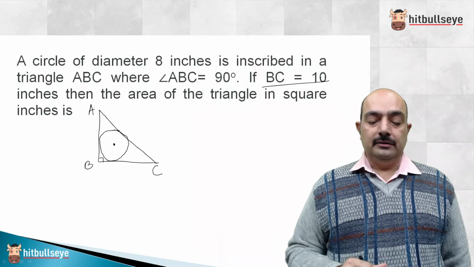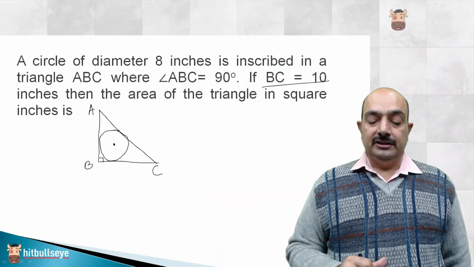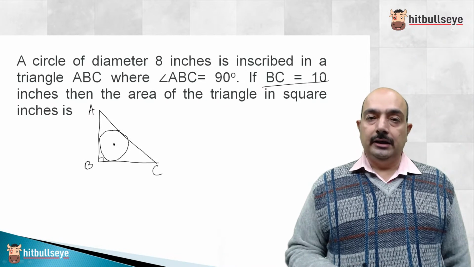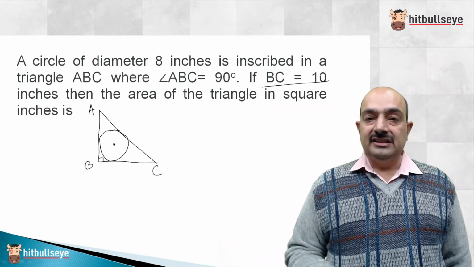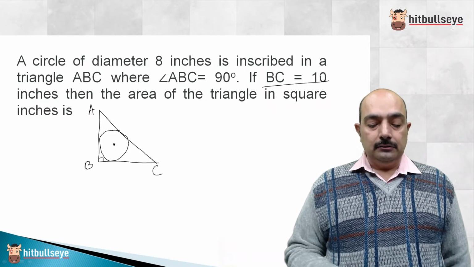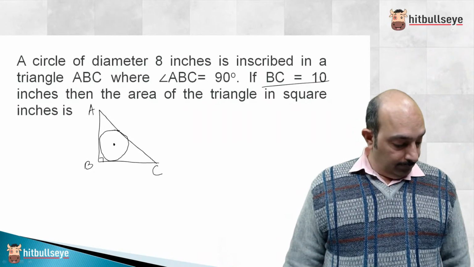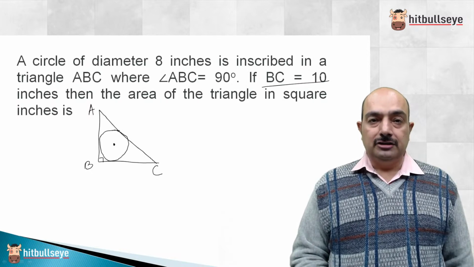A circle of diameter 8 inches is inscribed in a triangle. ABC is 90 degrees, so it's a right angle triangle. BC is 10. The area of the triangle is your question. Everyone, put some serious effort into this wonderful question.